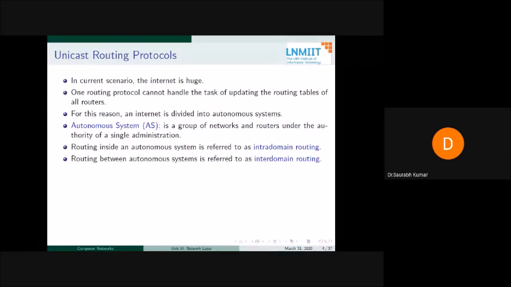In a particular network, if we see the network of our college itself, LNMIIT, there are at minimum 1,000 people. So even that small network is very huge in nature. You can understand, then, if we talk about the different networks deployed and operating throughout the world. So when we say that the internet is huge, using one routing protocol becomes very difficult, because there are different areas.